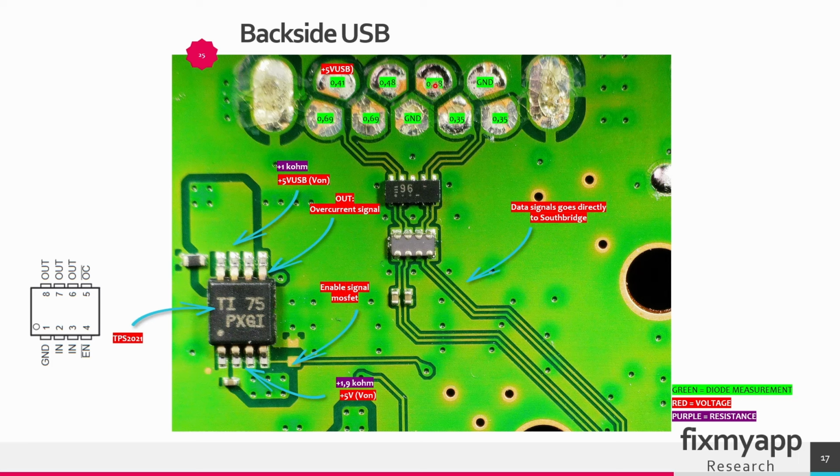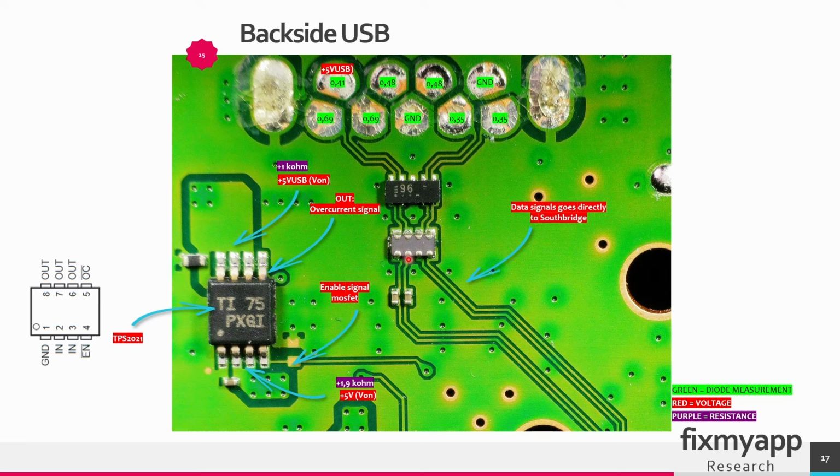Those data lines will go to a USB 3.0 hub, so that can indicate that the hub is maybe faulty, or maybe the Southbridge IC is faulty. I suspect that this component here is a TVS, a transient voltage suppression diode. So this diode is a protective component designed to shield electronic circuits from the voltage spikes. These voltage spikes can be caused by lightning strikes, electrostatic discharge, or an inductive load that is switching.